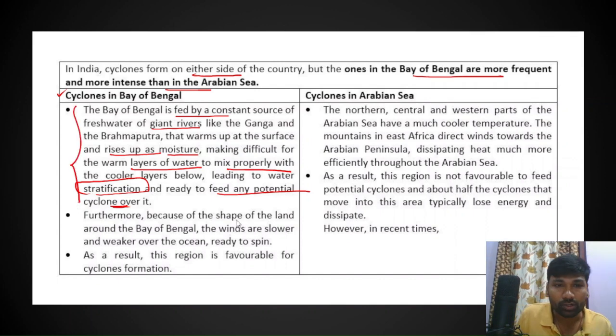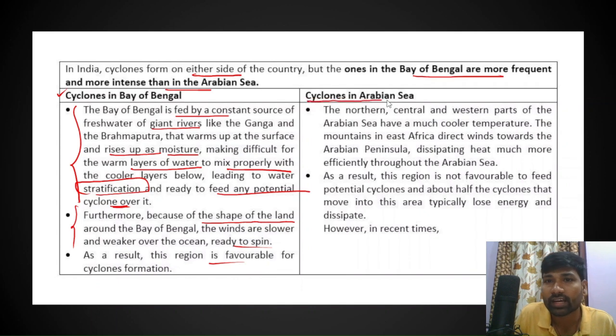Furthermore, because of the shape of the land around the Bay of Bengal, the winds get slower and weaker over the ocean, and they start to spin. So this is another factor which influences the formation of cyclones over the Bay of Bengal region, right? All these conditions make the Bay of Bengal region favorable for the formation of cyclones.